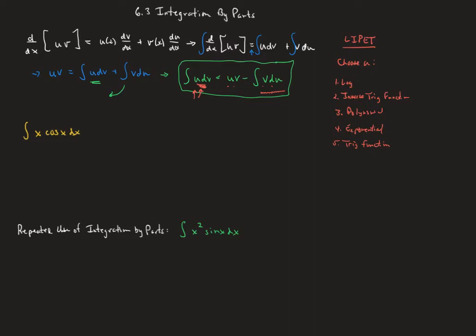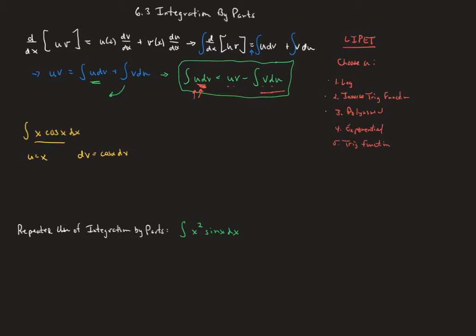Okay, so using this, let's see what we can do here. Here's an integral that we don't know how to do. So we're going to do integration by parts. We're going to pick what is u and what is dv. Using our LIPET, we see that we don't have a logarithm, we don't have an inverse trig function, but we do have a polynomial. That's x. So we're going to call that u. The rest of it then becomes our dv.